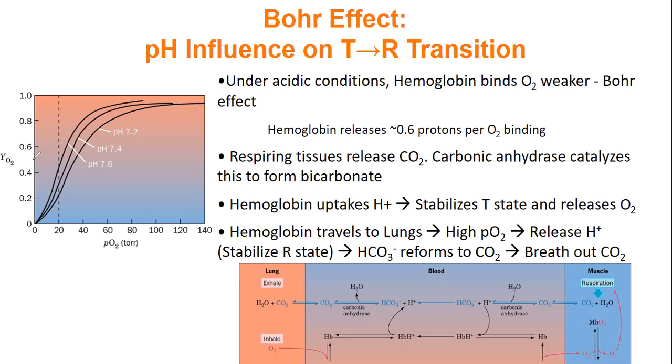So if I just draw a line for P50, right? At a pH of 7.6, my P50 is 20. At a pH of 7.4, which is more acidic, my P50 is like 28. Even more acidic, my P50 is like 33, right? So the lower the pH, the less I want to bind oxygen. Why does this matter? Why does hemoglobin have this ability?